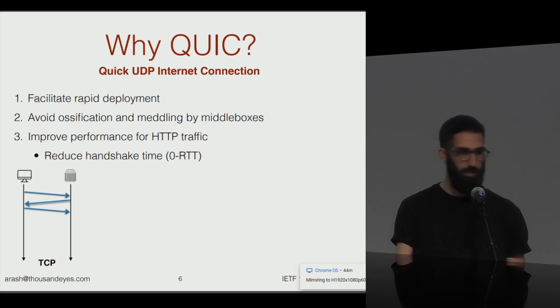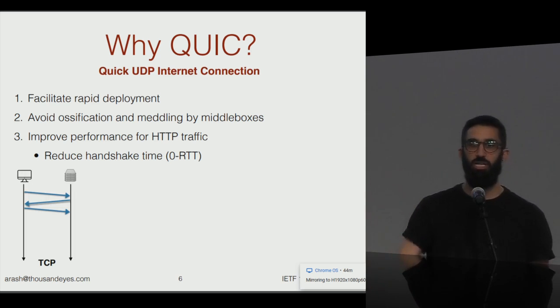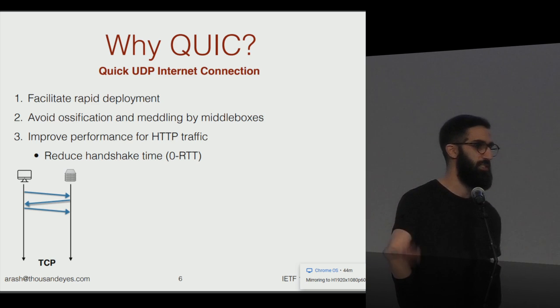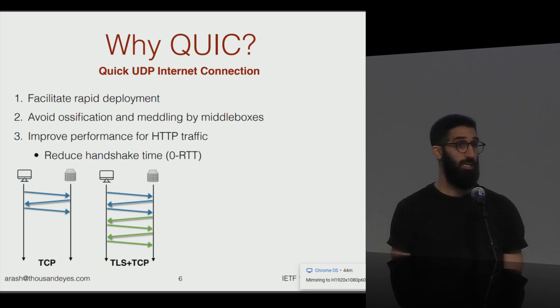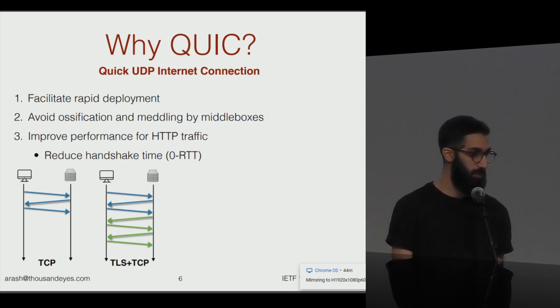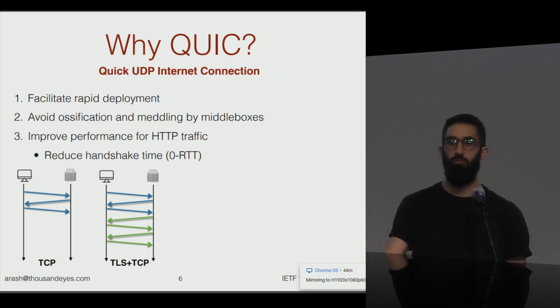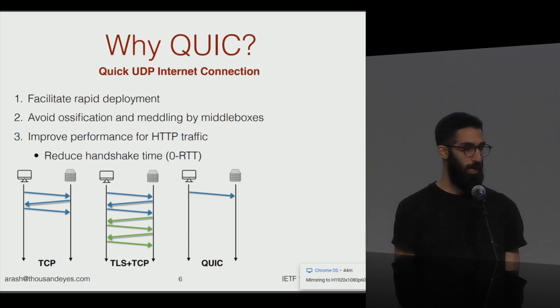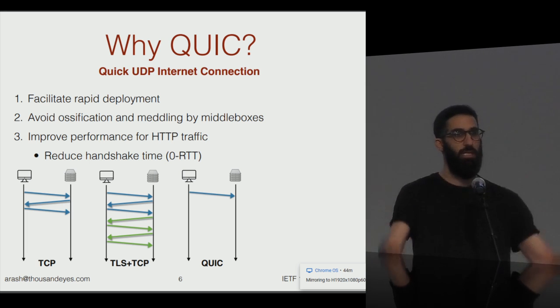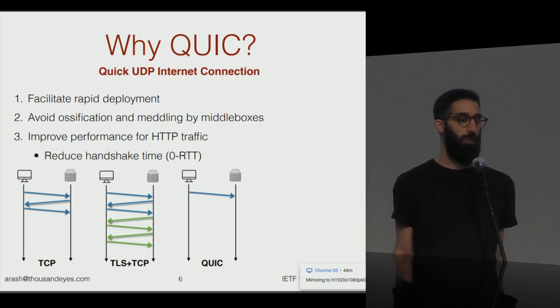If you're familiar with TCP, you have that three-way handshake to establish a connection before you can send any data. If you have TLS on top of TCP, as you should, well, there's going to be more RTTs. And QUIC tries to achieve zero RTT connection. What that means is that you can start sending data from the very first packet.